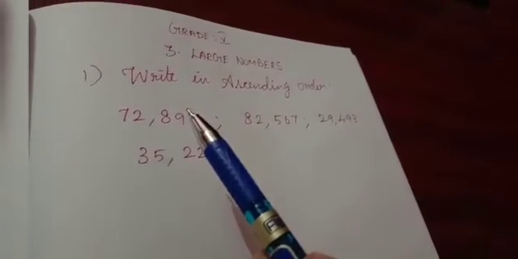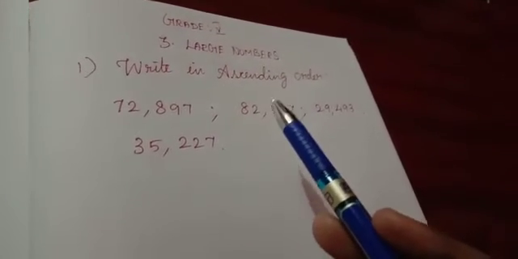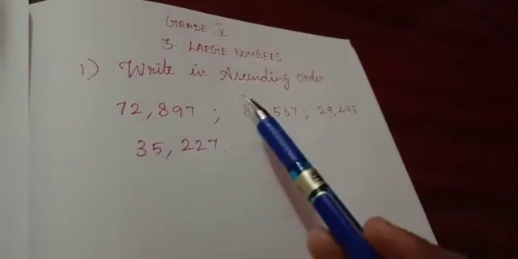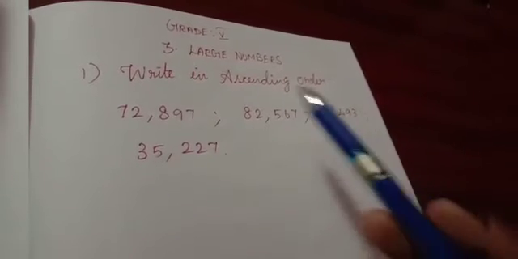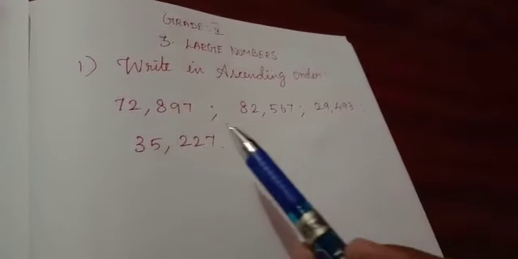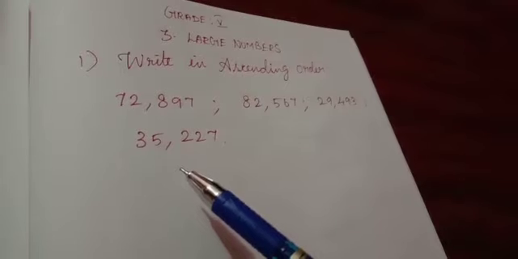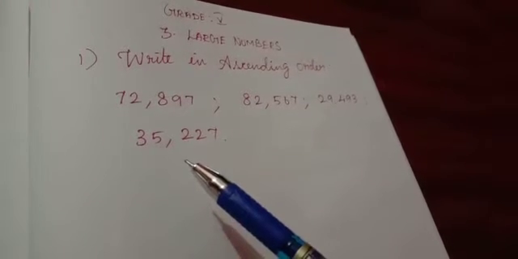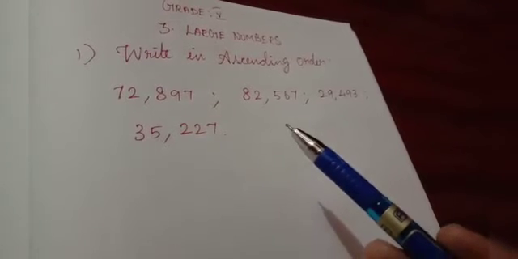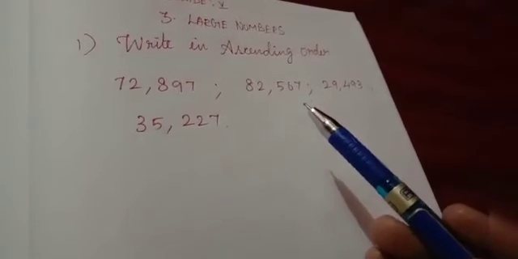Now I am going to explain how we have to write the given numbers in ascending order and descending order. Here the first question is: write in ascending order. Four numbers are given. To write in ascending order, we have to observe the number of digits. Depending upon the number of digits, we can identify which is the smallest, then which one is next, and like that we can write in ascending order. Ascending order is nothing but writing from smallest to biggest.